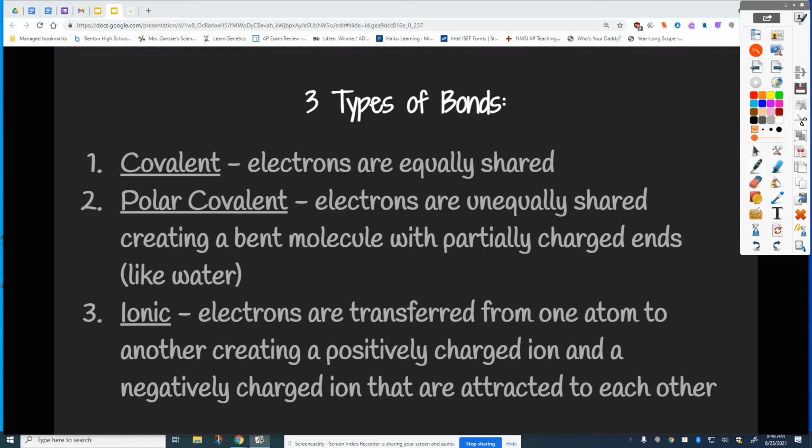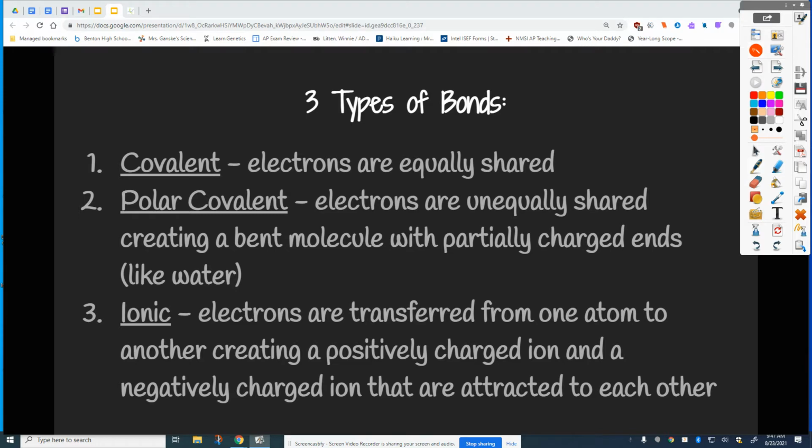Chlorine has 7 electrons in its outer shell, and it needs 8 to be stable. And Abby here, sodium, has 1 electron in her outer shell. She needs 8 to be stable. Is it easier for her to give away 1 or find 7 more? Give away 1. What about Cam? Is it easier for her to find 1 or give away 7? Find 1.